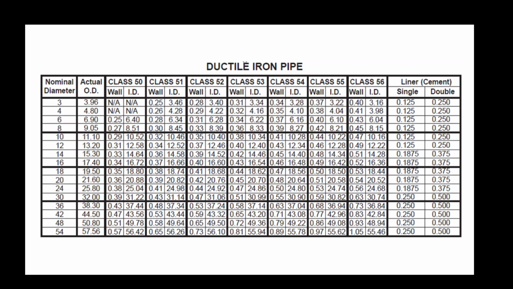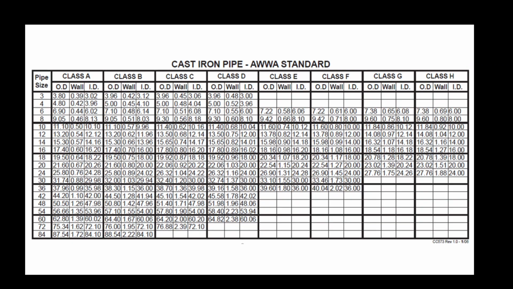Ductile iron, as you can see, instead of using schedules, uses classes, class 50 through class 56. So if it's ductile iron, you have to specify what class of ductile iron in addition to the pipe diameter. Same thing is true for cast iron. It goes by classes, not by schedule.